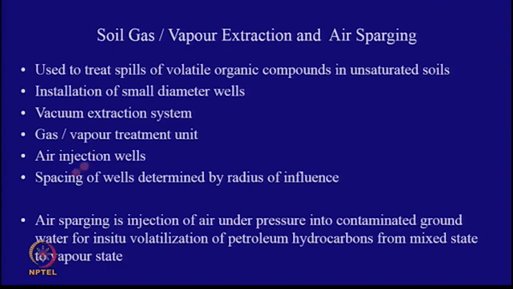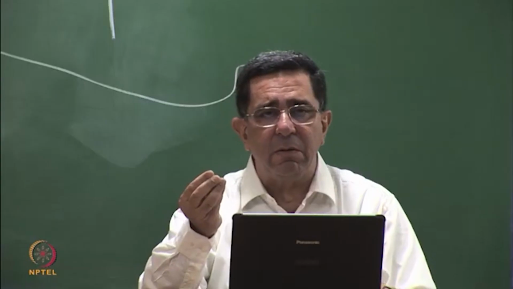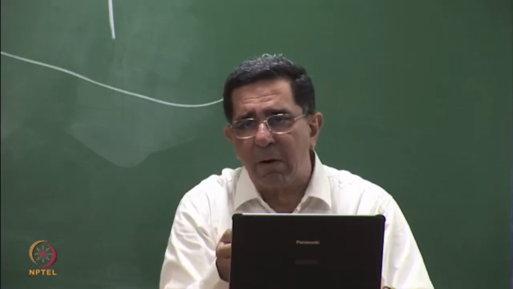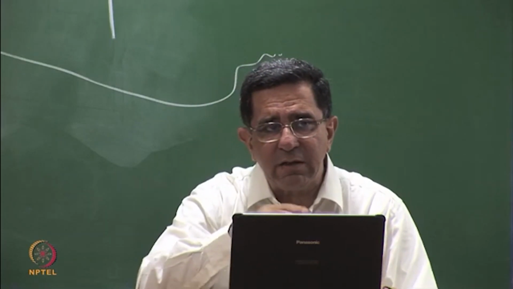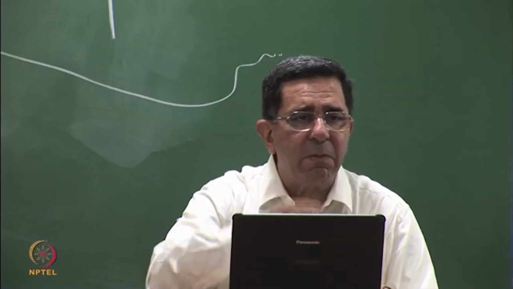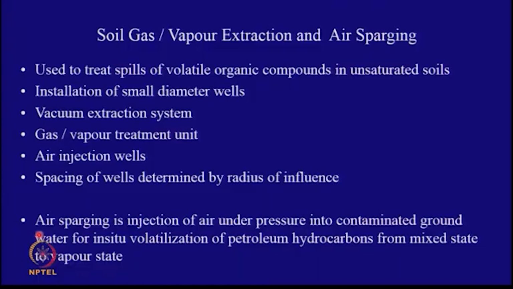You will come across the word air sparging. Air sparging is used when LNAPL and DNAPL hydrocarbons are mixed with the water. They may be floating on the top, they may be in the middle, they may be at the bottom. But if you send air into it, these will volatilize. And then you can extract that air and the vapor will come out. So air sparging, please note: soil gas vapor extraction is for the vadose zone. Okay? You can't extract gas from the saturated zone. Whereas air sparging is from the groundwater zone.